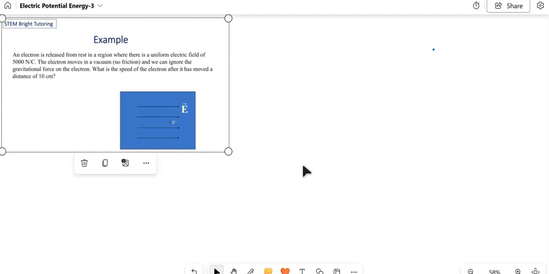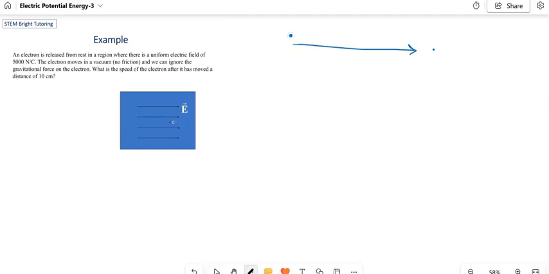An electron is released from rest in the region where we have a uniform electric field with an amount of 5,000 Newton per coulomb in this direction. We're going to consider the positive x direction in this direction. So the electron moves in the vacuum, no friction, and we can ignore any gravitational force on the electron. The question asks us what the speed of the electron can be after it has moved a distance of 10 centimeters.